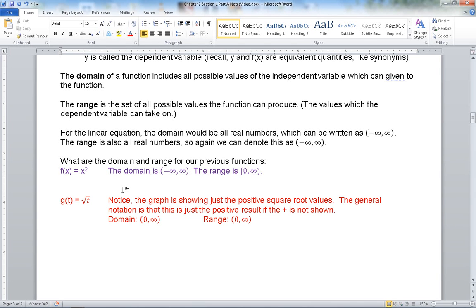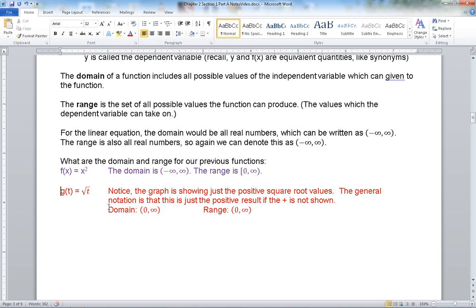What about our second function, our square root function? Remember, the graph is just showing the positive square roots. The general notation is that when you write a square root, if you want it to include both the positive and negative, you would put a plus and minus in front of the result. If it's not there, you assume that it's just positive. Sort of like when you write 5, you don't have to write down it's positive 5, it's just understood.